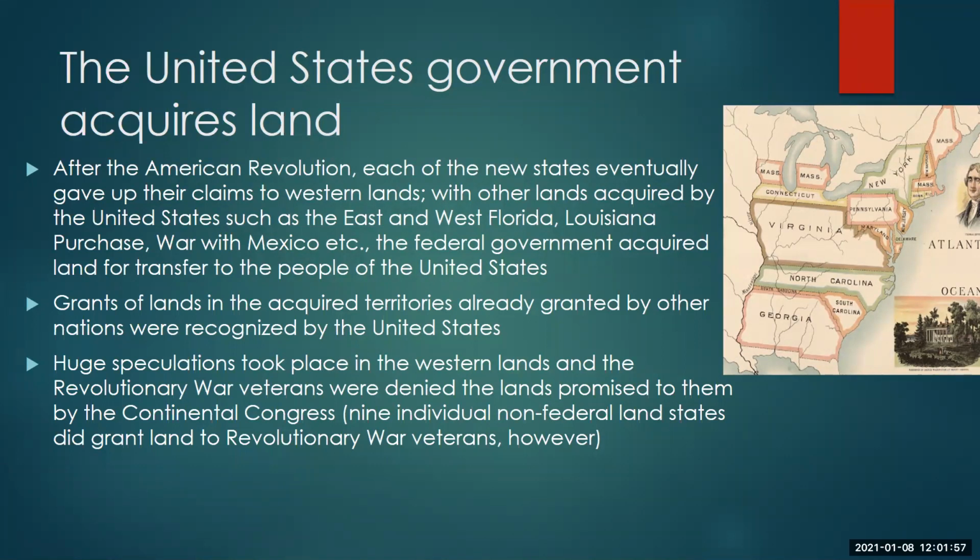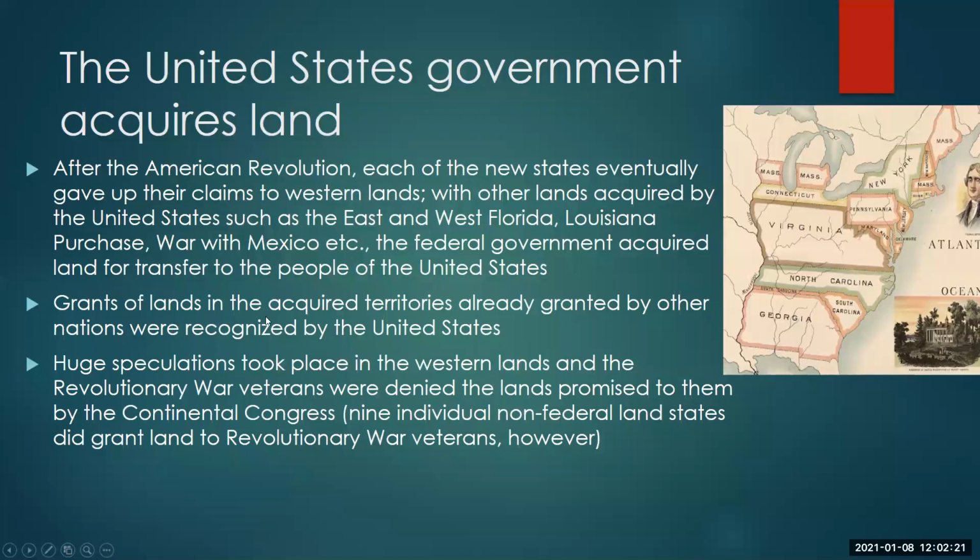Also, the United States government acquired East and West Florida, the Louisiana Purchase. We acquired land from the war with Mexico, etc. And so the United States government has all of this land, and it needs a means of transferring this land to the American people.